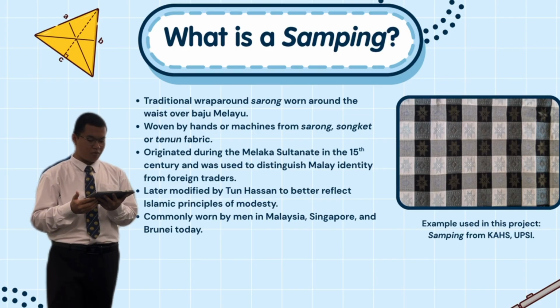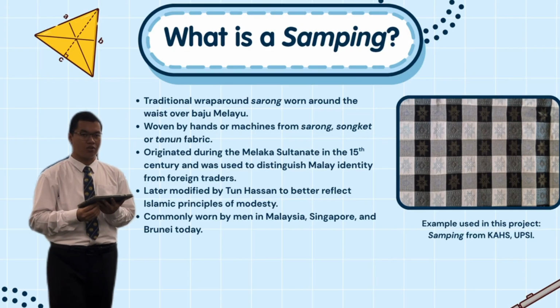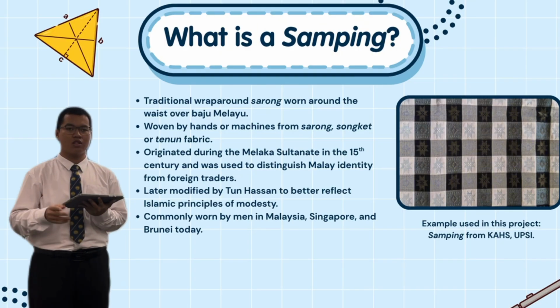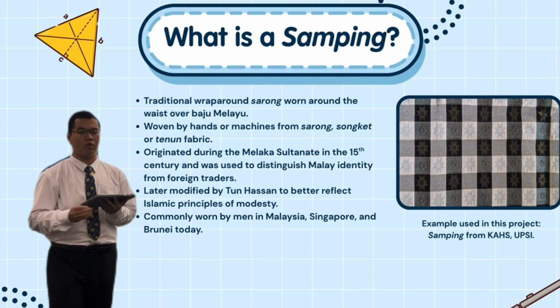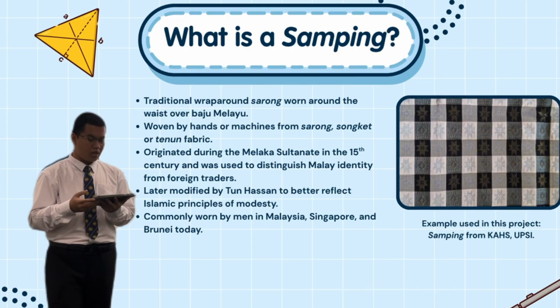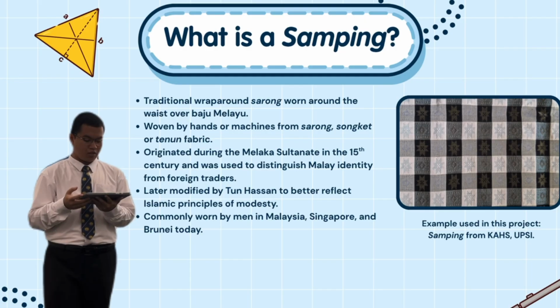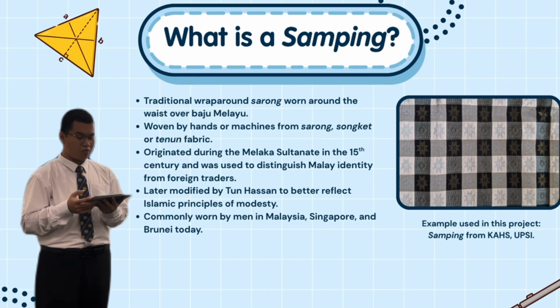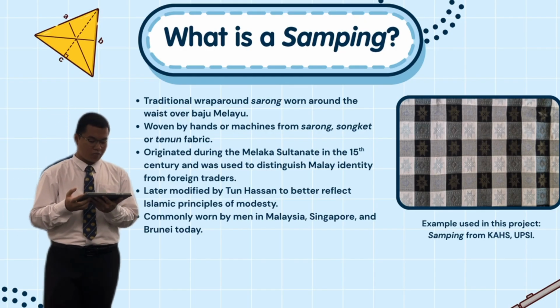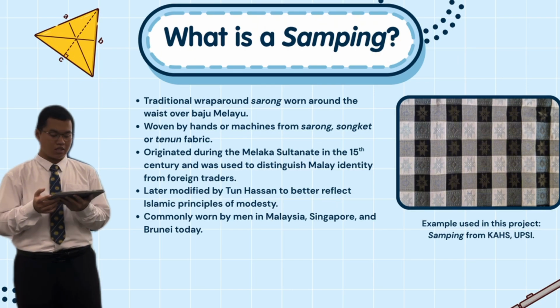It originated from Malacca during the 15th century, and at first, it was used to distinguish Malays from foreigners trading in Malacca. Later, it was modified by Tun Hassan to better reflect Islamic principles of modesty. Today, kain samping is commonly worn by men in Malaysia, Singapore, and Brunei.